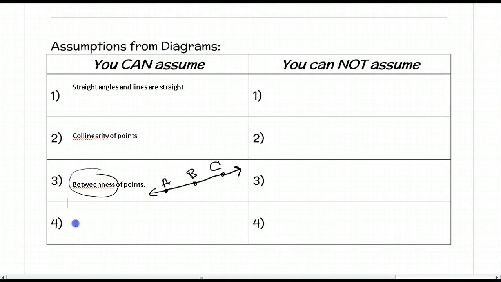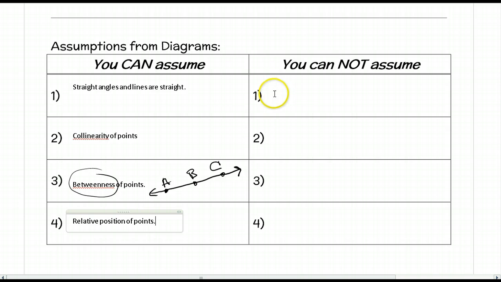All right, and then the last assumption is relative position of points. Okay, so going back to the diagram over here, I can assume that point A is to the left of point B, and I can assume that B is to the left and a little bit below point C, and that's what we mean by relative position of points. So all of these things, they kind of follow from one another, and those are things that we can assume just by looking at a picture.